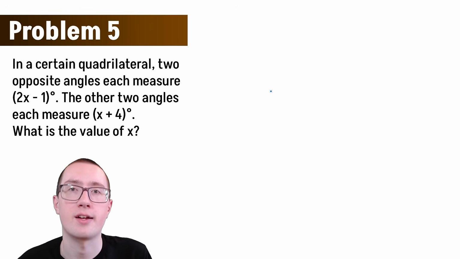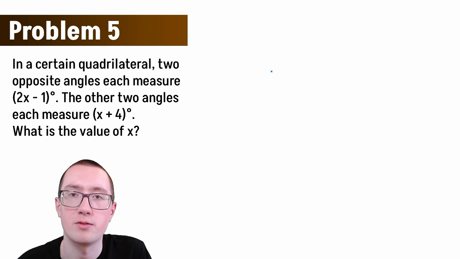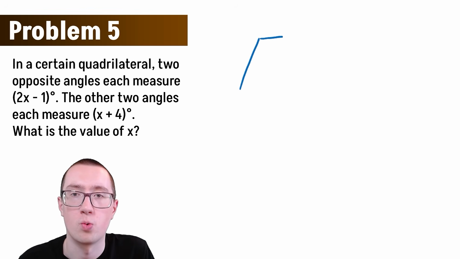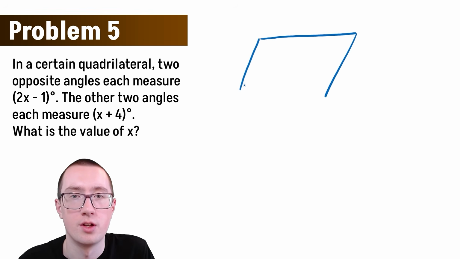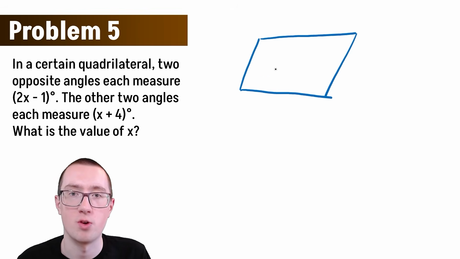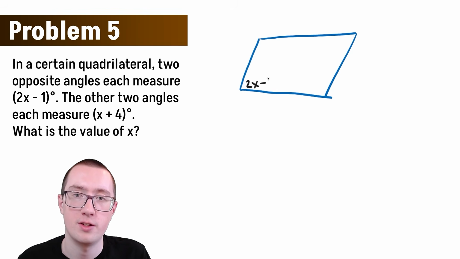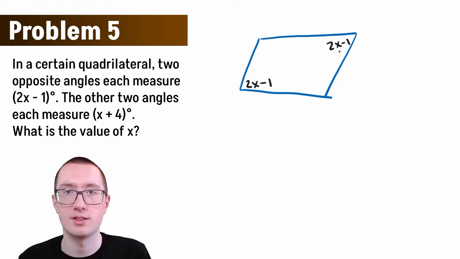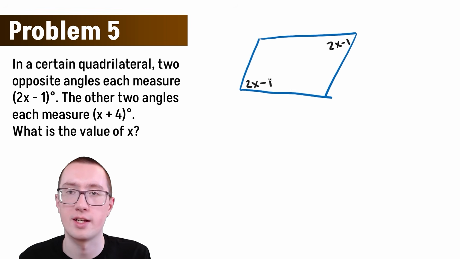Now in these situations, I kind of like to diagram it out, but you don't necessarily have to do this for this problem, but just in case you want to, I'm just going to draw a random quadrilateral. Like, ooh, four-sided shape. Look at that. So it says that two opposite angles measure 2x minus 1. So that's going to be this one and this one. So you see how they're opposites? This is what opposite means. They're just like opposite of each other on the diagram.